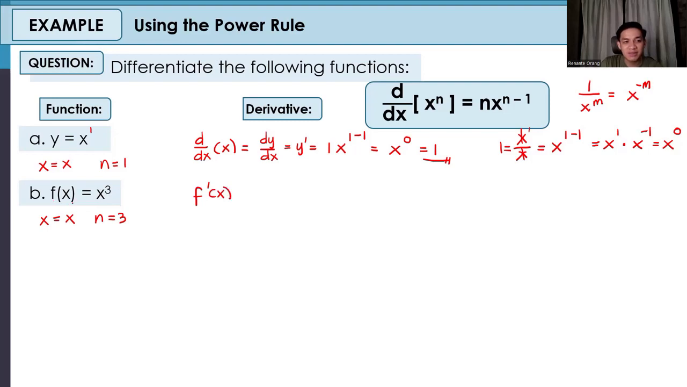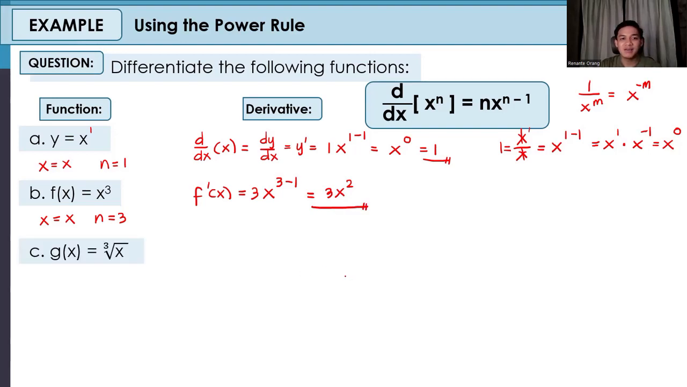Meaning, the derivative of f of x. Again, ikaw bahala saan dito yung gagamitin mo. That is just a representation. That is equivalent to, lagay natin n natin is 3. X natin is x. N natin is 3 minus 1. Next thing is simplify po natin class, magiging 3x squared. And I think hindi na to masisimplify, that is our final answer.